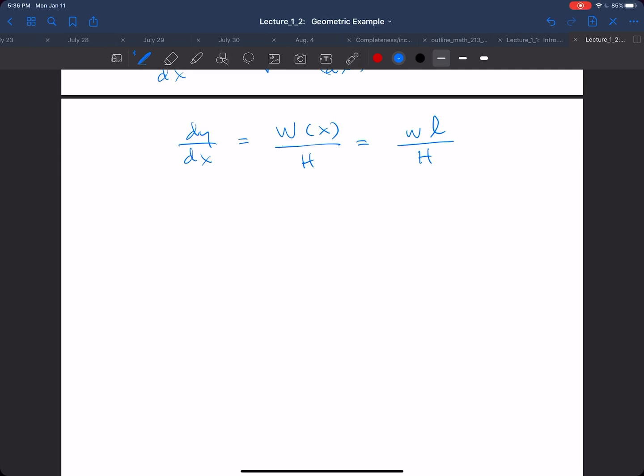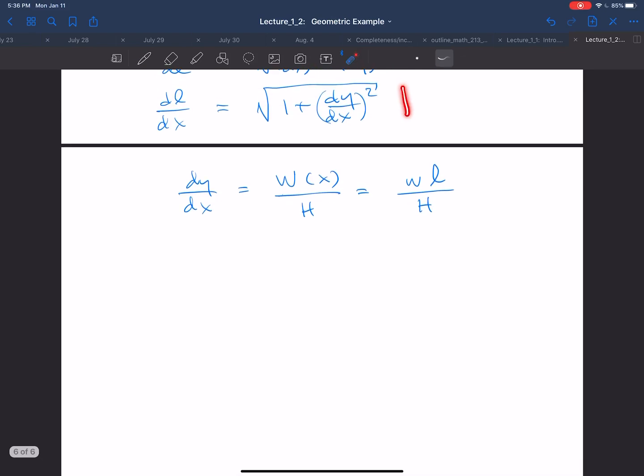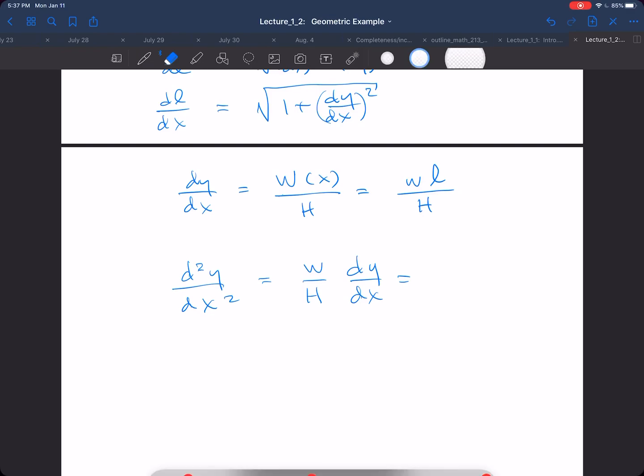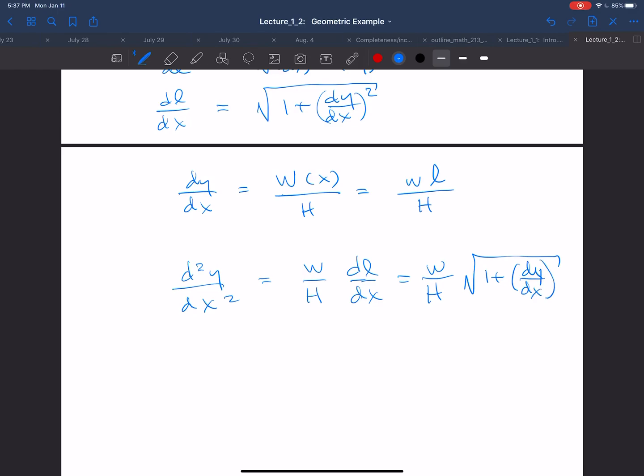Now, we have an expression up above for dl by dx. So what we could do in order to work that into this expression is to differentiate both sides of this equation by x. So then we get that d2y by dx squared equals w over capital H times dl by dx. But we have an expression for dl by dx. It's the square root of 1 plus dy by dx squared.